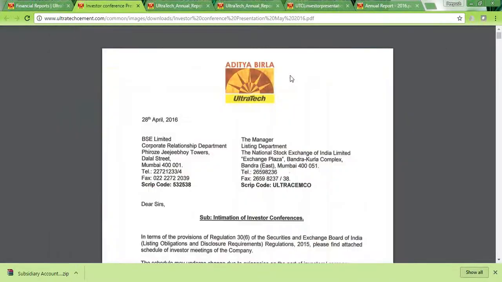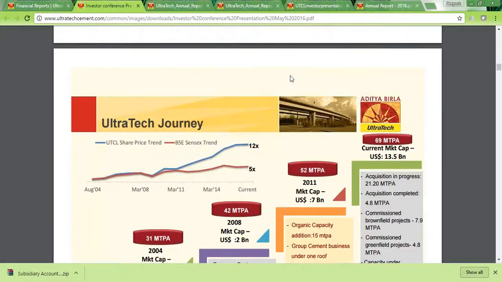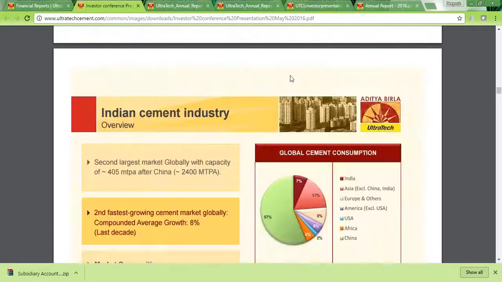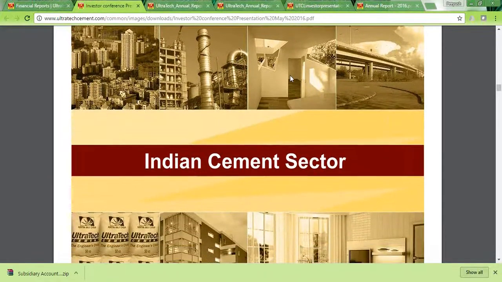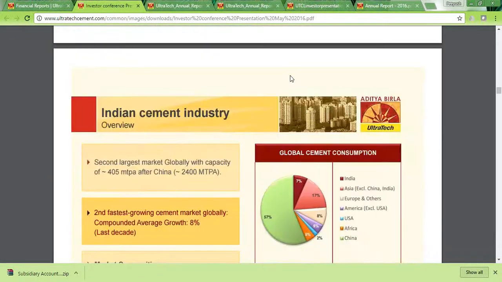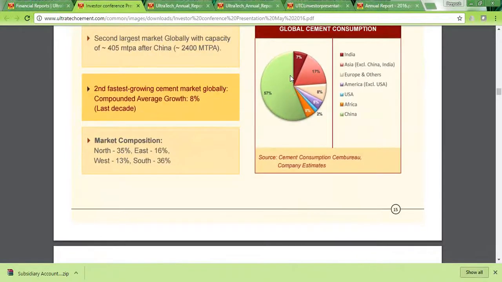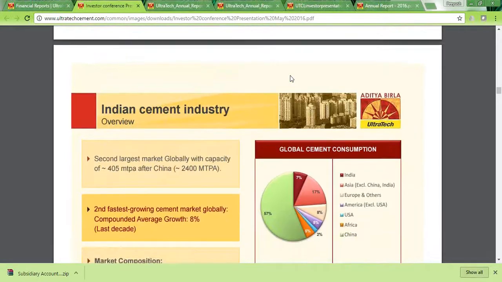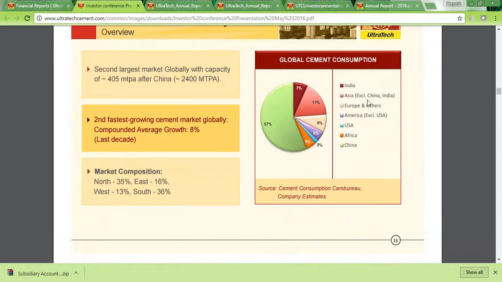If we look at this report of May 2016, somewhere in it talks about the Indian cement sector. Some of these companies also give detailed information about the cement sector, and it might be worthwhile to go through some of this. It tells you what the largest market capacity is globally, and who the biggest capacity holder is. China is the largest player, followed by India, the second largest market globally with 405 million tons per annum capacity. Ultratech's capacity is approximately 87 out of this.